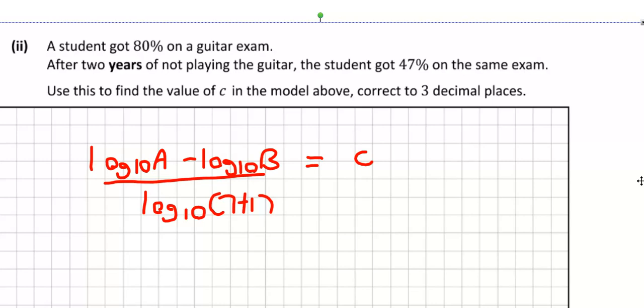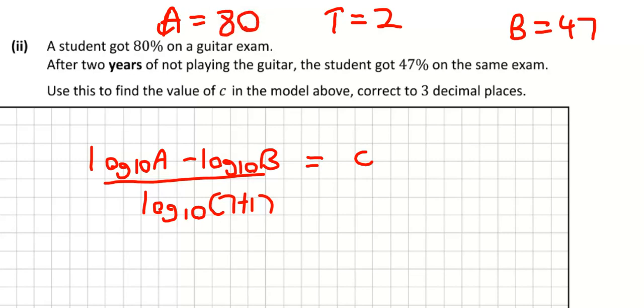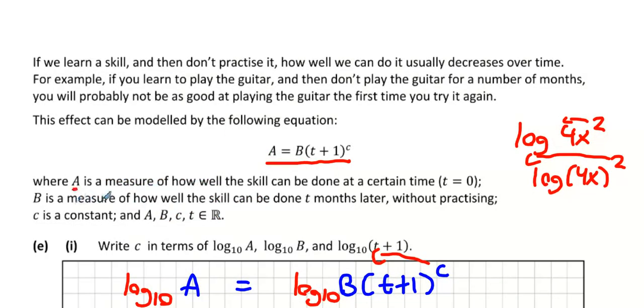Now, what's it saying? Okay, it's claiming that a student got 80% on a guitar exam. After 2 years of not playing the guitar, that's T equals 2, the student got 47 on the same exam. I think that means B equals 47 by the description of the question. And what's A equal to? A is equal to 80. Because if you read the description of the question again, what does it say? A is the measure of how well it can be done when you learned it. B is a measure of how well it can be done T months later.